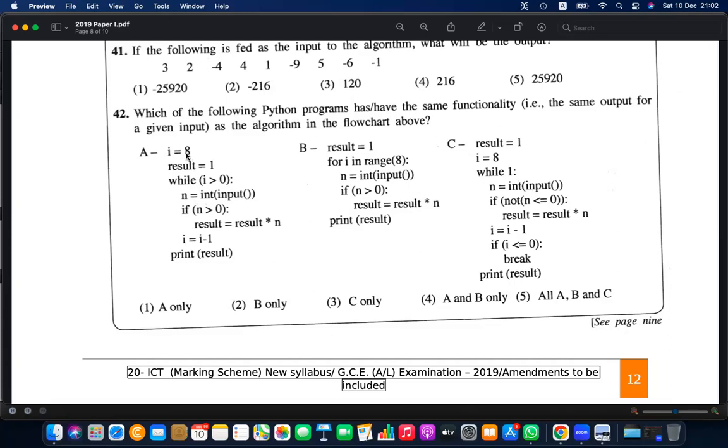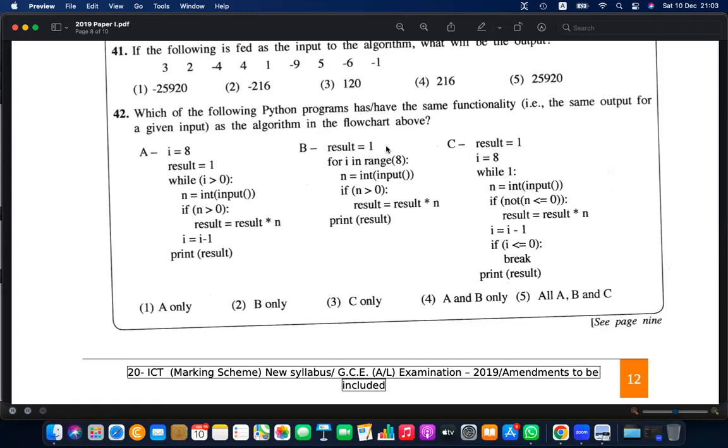The first one starts with I as 8 and result as 1, and while I is greater than 0, you are getting the input, multiplying, and I minus 1. Starting from 8: 8, 7, 6, 5, 4, 3, 2, 1. Because while I is greater than 0 runs 8 times, A is correct. You can take A as the correct one for 42.